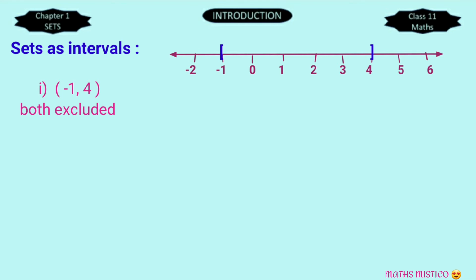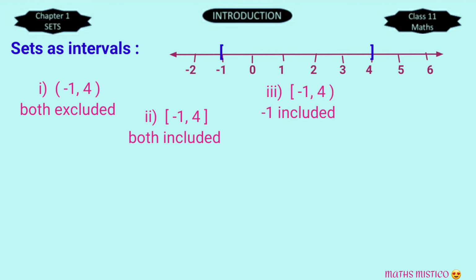The second type is a closed interval and is denoted by this. The only difference between the first and second type of interval is that the second one contains 2 elements more than the first one, that is -1 and 4. We can also have intervals which are closed on one end and open on the other side, like this one. So it has -1 in it but not 4. And similarly, the fourth type of interval is this, which includes 4 but not -1.